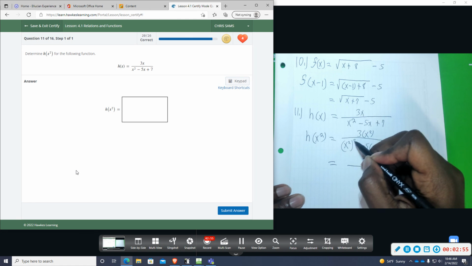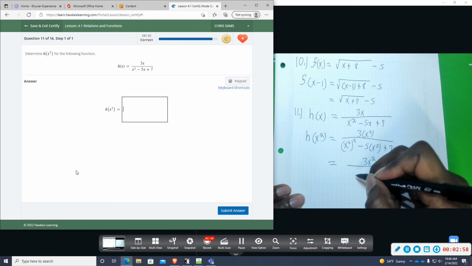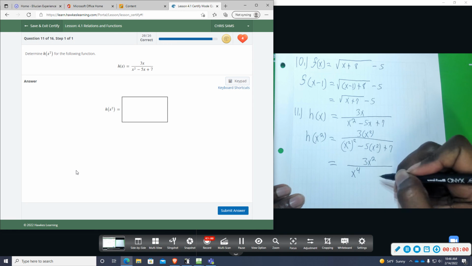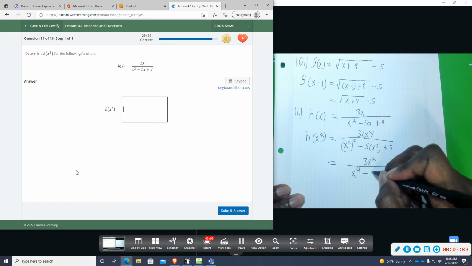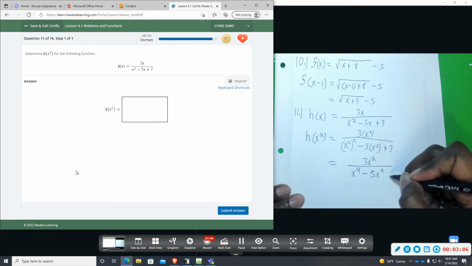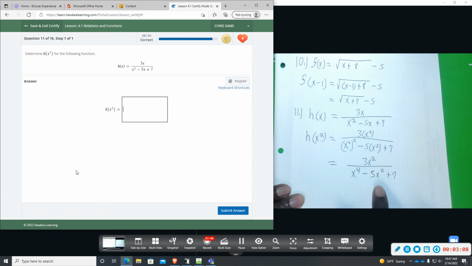Squared, power to a power, that rule says to multiply, so 2 times 2 is 4, so we have an x to the 4th on the bottom, minus 5x squared plus 7. It didn't have an x, so it's not affected. We'll have 3x squared over x to the 4th on the bottom, minus 5x squared plus 7.